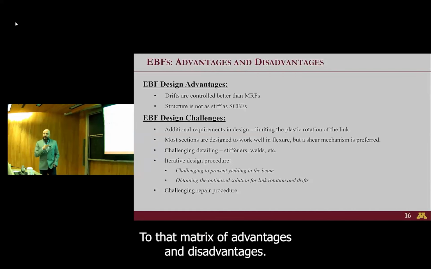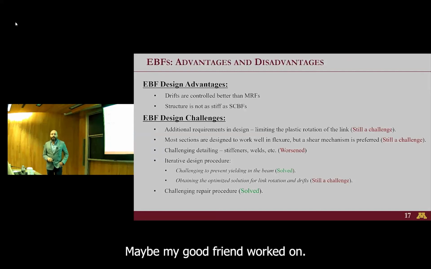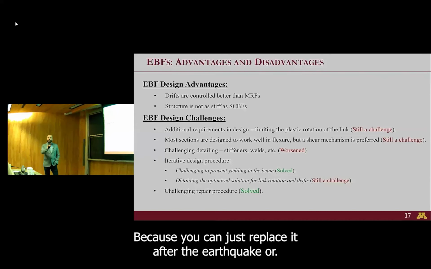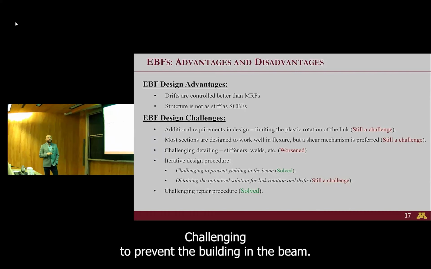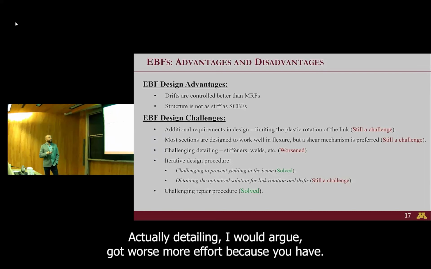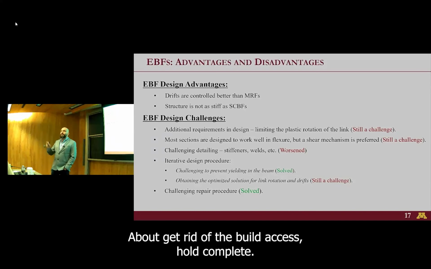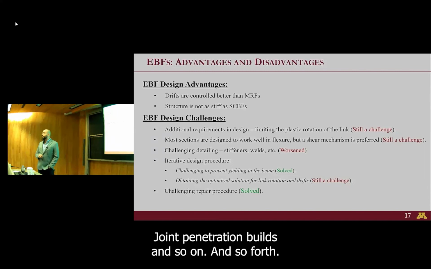So if I go back to that matrix of advantages and disadvantages with what Nabil, my good friend, worked on, he solved a couple of the problems. So challenging repair process, right? Because you can just replace it after the earthquake, or challenging to prevent yielding in the beam. That was solved too. Some of them remained, and actually detailing, I would argue, got worse, more effort, because now you have to do all the things that I talked about: get rid of the weld access hole, complete joint penetration welds, and so on and so forth.